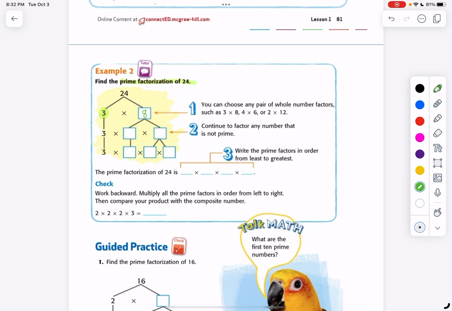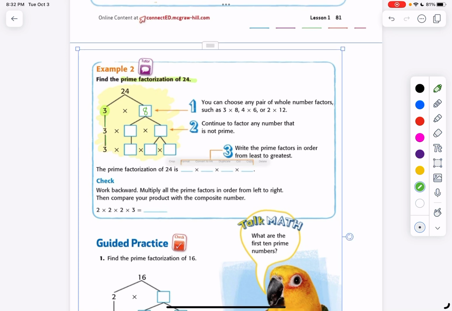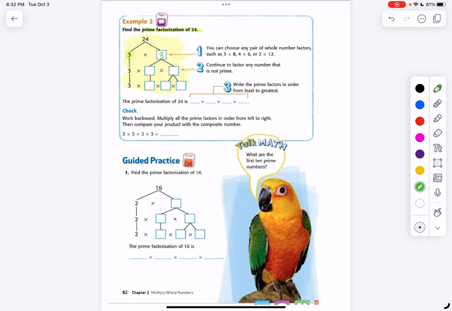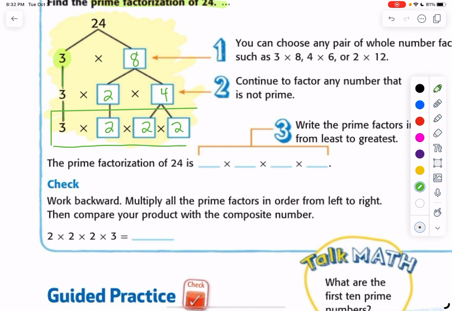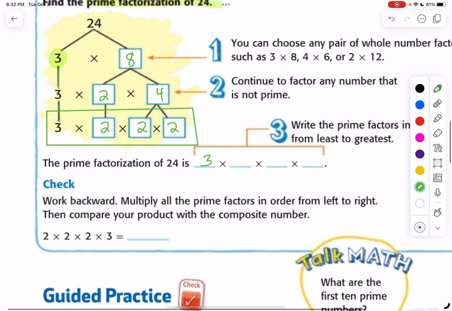Okay, 3 is prime. We bring it straight down. What times what equals 8? Oh, yeah, of course. 2 times 4. 2 is prime, bring it down. 4 is composite, and we'll break that into 2 times 2. Look at that. So the prime factorization of 24 is 3 times 2 times 2 times 2.